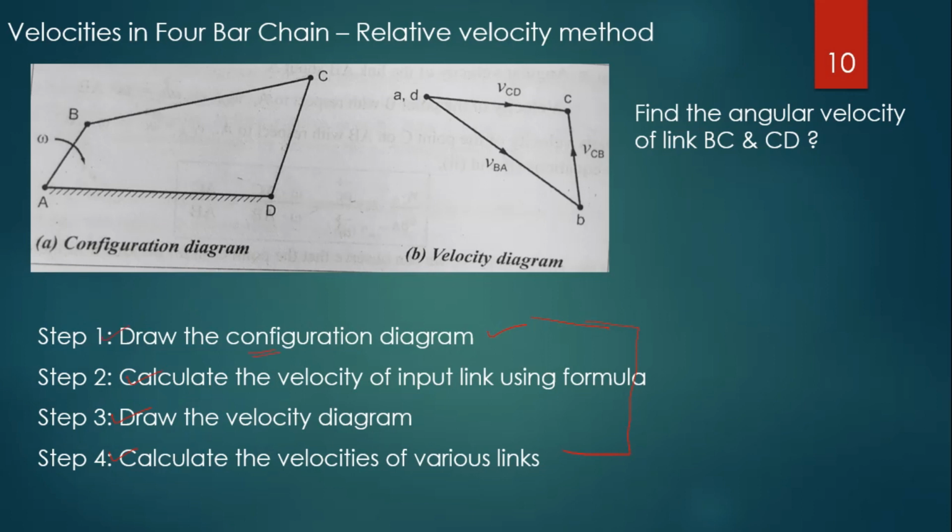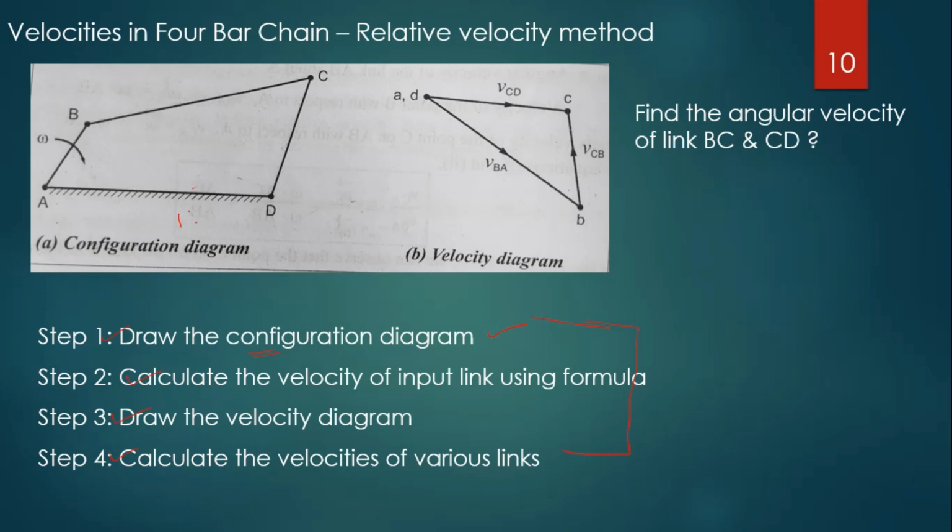The configuration diagram is nothing but a skeleton diagram or a line diagram which represents the given mechanism. So, this is called a configuration diagram, which represents the given mechanism. To determine the velocity of various links of a mechanism, first we have to draw this configuration diagram of the given mechanism with some suitable scale.